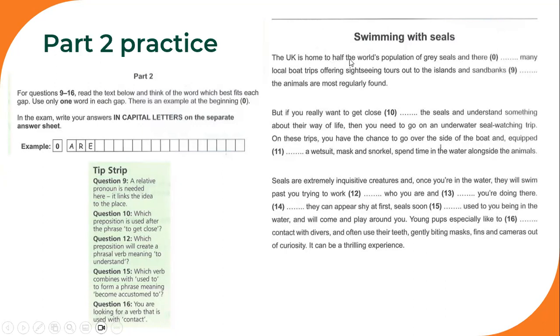The UK is home to half the world's population of grey seals, and there many local boats. So we have a quantifier and we already have a noun. What is missing here? The verb, okay? And we know that there is usually combined with there is or there are. So we have trips, which is plural, so the obvious answer is there are. There are many local boat trips offering sightseeing, okay?